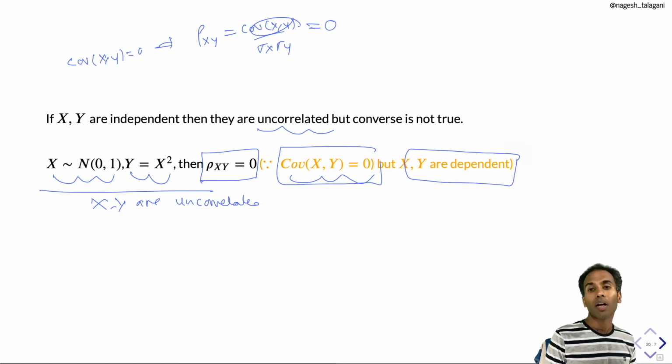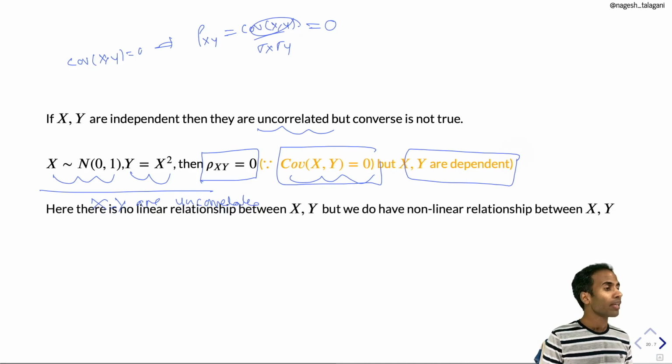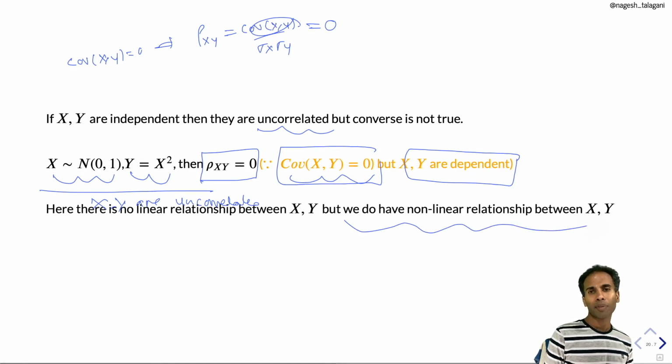Here uncorrelated means there is no linear relationship between x and y. That doesn't mean that there is no relation. Here there is no linear relationship between x and y, but we do have a non-linear relationship between x and y. As you know, y equals x square.